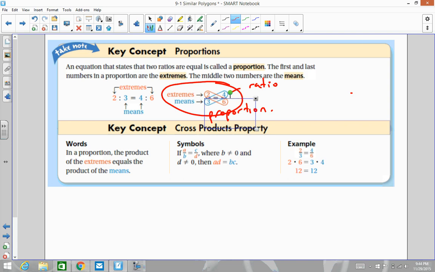All right. Cross product property means that if you have a proportion, A over B equals C over D, where B and D are not equal to 0 because they can't be divided by 0, then when you cross multiply, AD is equal to BC. And that's why we work the proportions the way we do.